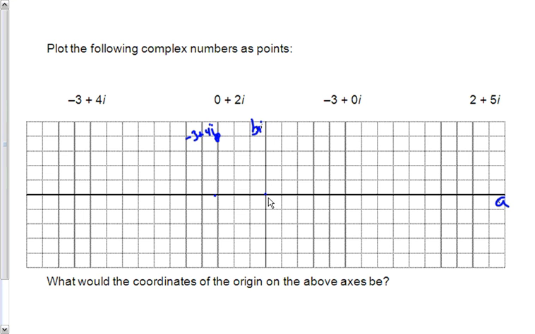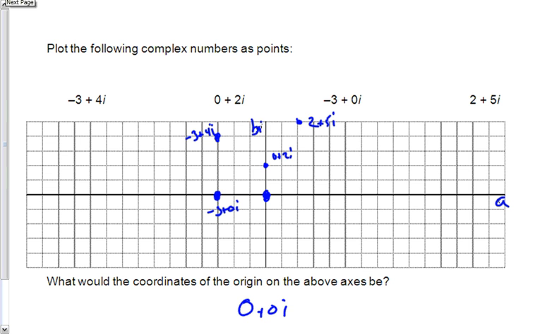Now if I look at 0 plus 2i, that's 0 over and then 2 up. Notice how it's on the imaginary axis. Just an imaginary number, like we should. On the other hand, if I go negative 3, 0i, I'm on the real axis because negative 3 is a real number. Then last but not least, we have 2 over in our real axis, and then 5 on our imaginary. 1, 2, 3, 4, 5. Right there. This is 2 plus 5i. So again, which one's the biggest, which one's the smallest? I have no idea. We lose that order principle. And the coordinates of the origin still are 0, 0, so it's 0 plus 0i.